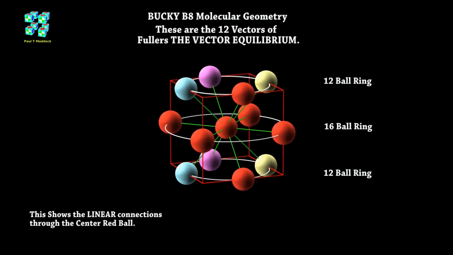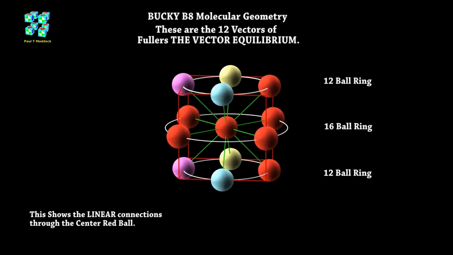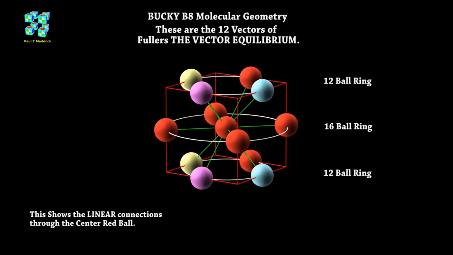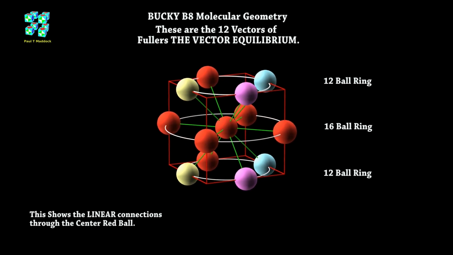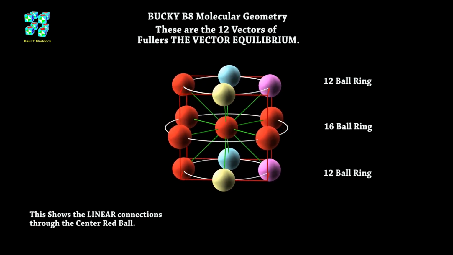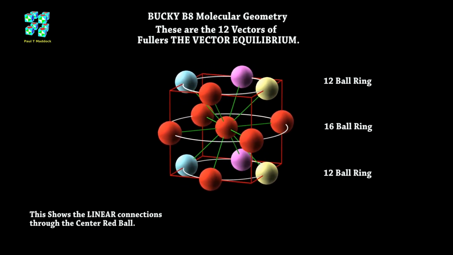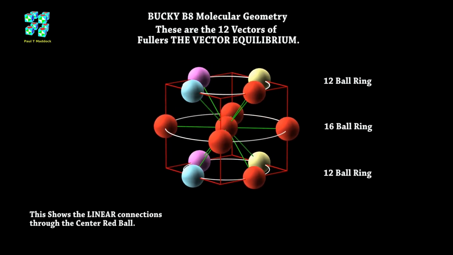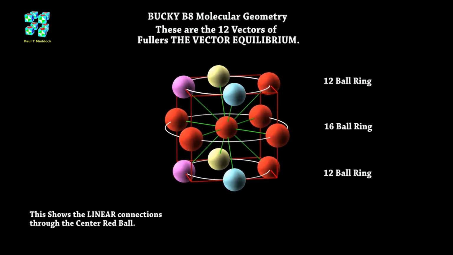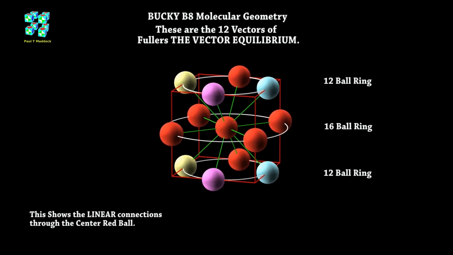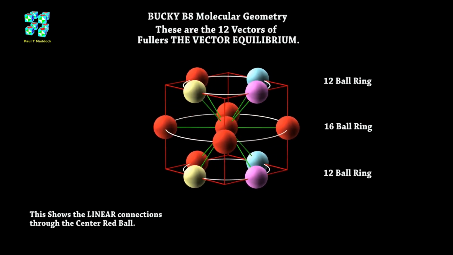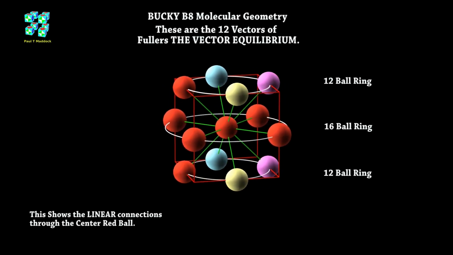Now this is basically the vector equilibrium, as taught by Buckminster Fuller. But they seem to forget all his geometry and have gone back to two-dimensional equations. They tried to push all his geometry off the face of the earth.